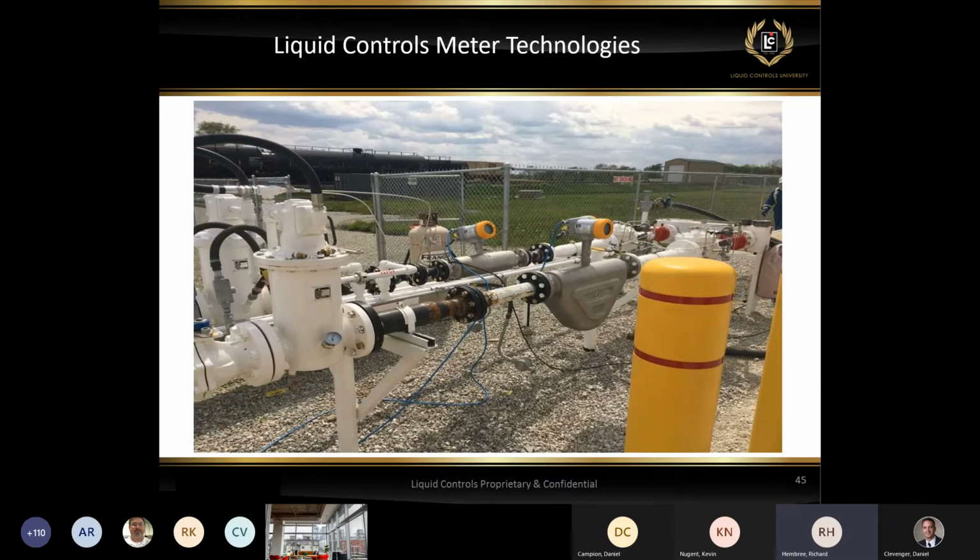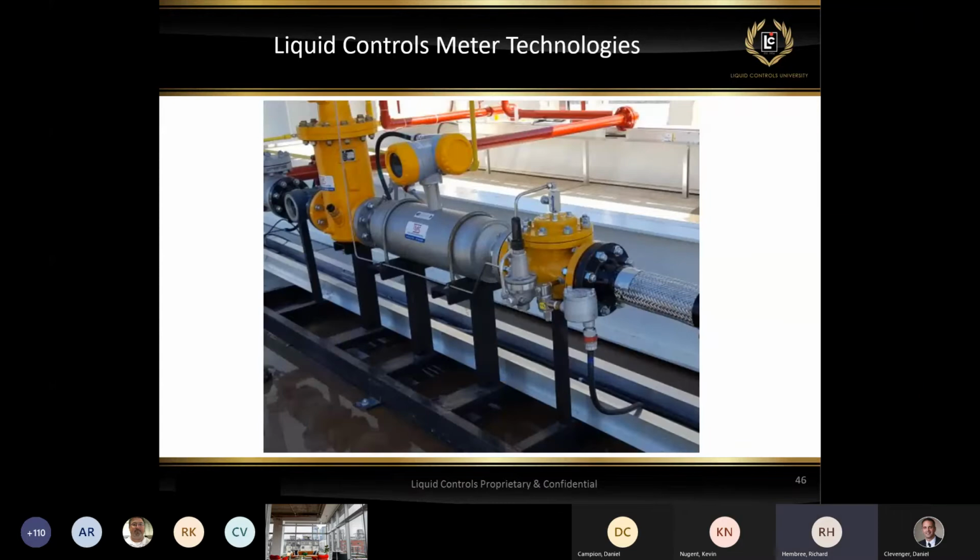You can see the accessories, the air eliminator, the strainer, and the valves that go with it. The one in the back is, again, the dual straight tube, again a smaller footprint. And this picture here is the dual straight tube. It has the accessories with the strainer, the air eliminator, also the differential valve. I think it's got a pilot on it.